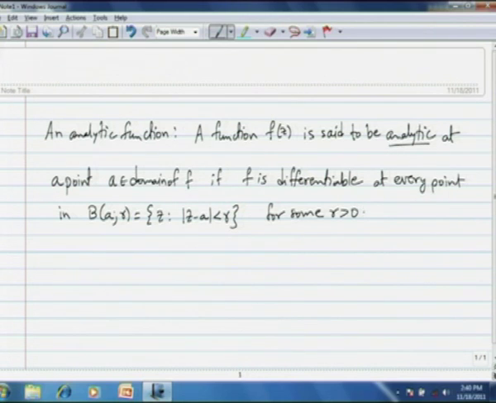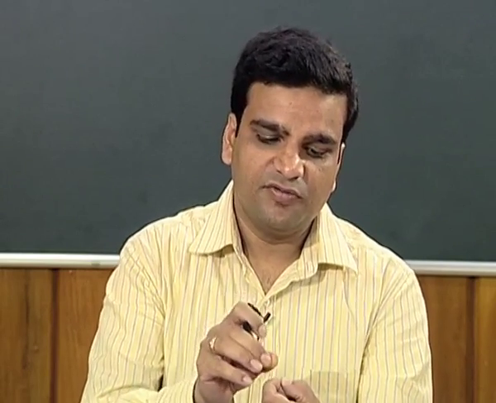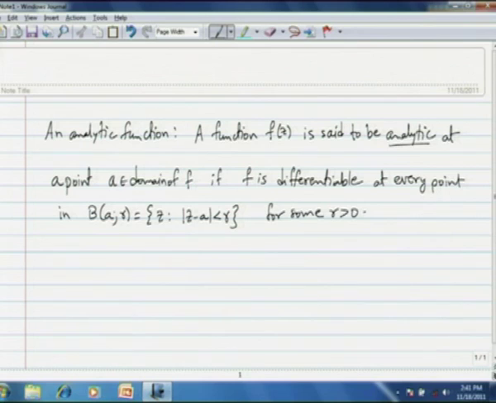So, a complex function which is differentiable at every point in a neighborhood of a point a is said to be analytic at the point a. B(a, r) is called the r-neighborhood of the point a. So, what this does is essentially give some room where the function is differentiable. We will see that it has very deep consequences. Let me first start by giving some properties of analytic functions. So, here are some properties.